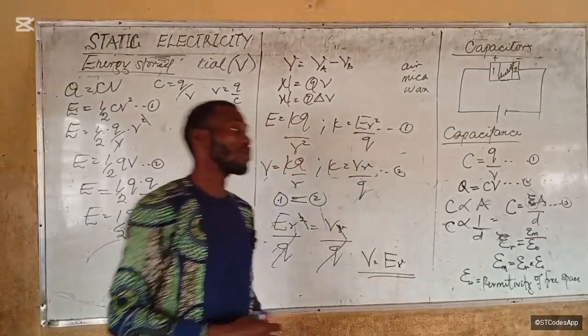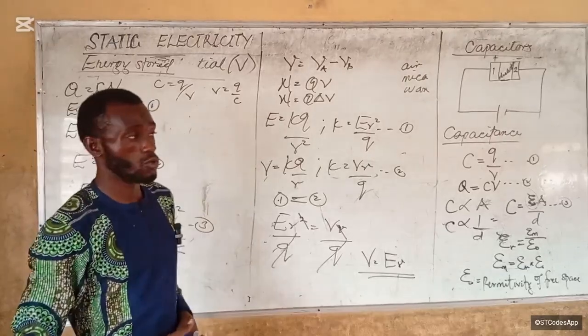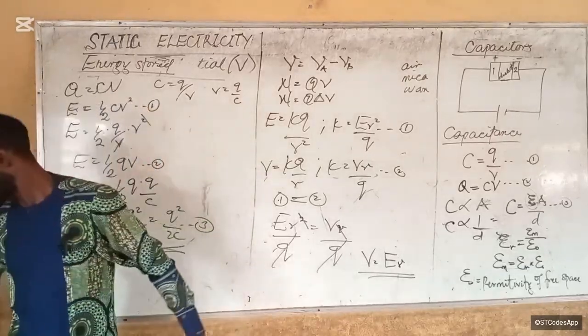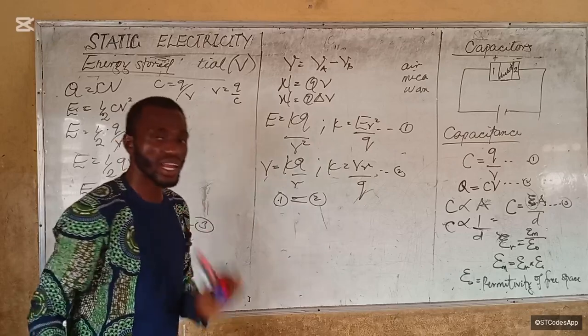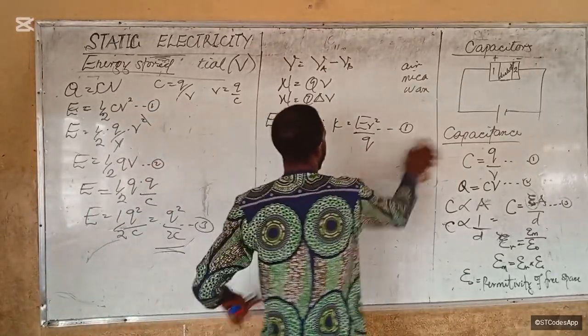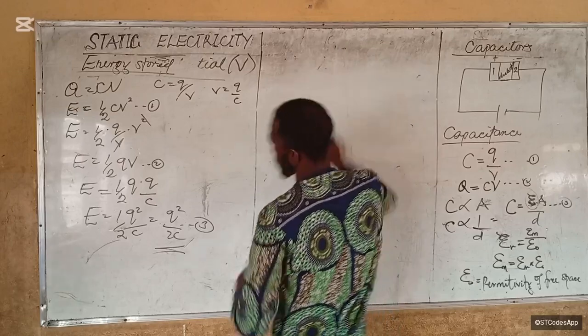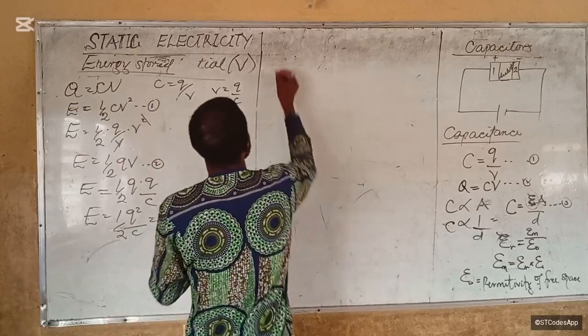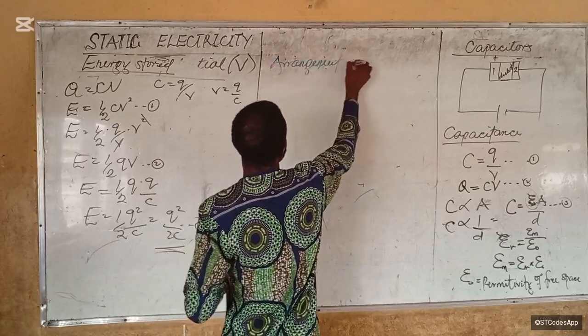Now, capacitors might be arranged in two ways in a circuit. Capacitors could be arranged in two ways in a circuit. One of the ways in which it could be arranged is the parallel arrangement, and the second is the series arrangement. I'm going to show us how that is done. So capacitors can be arranged in two ways. Arrangement of capacitors.